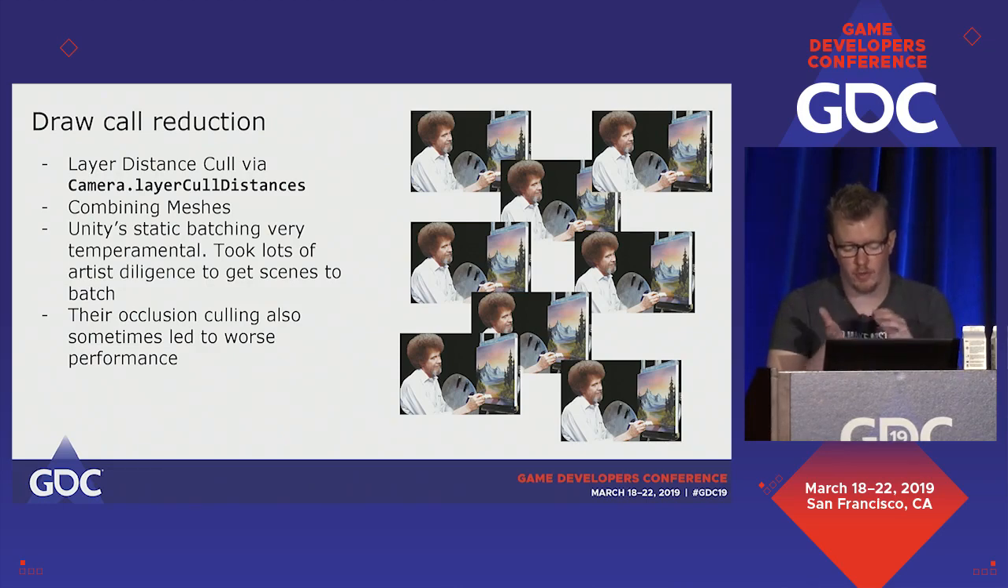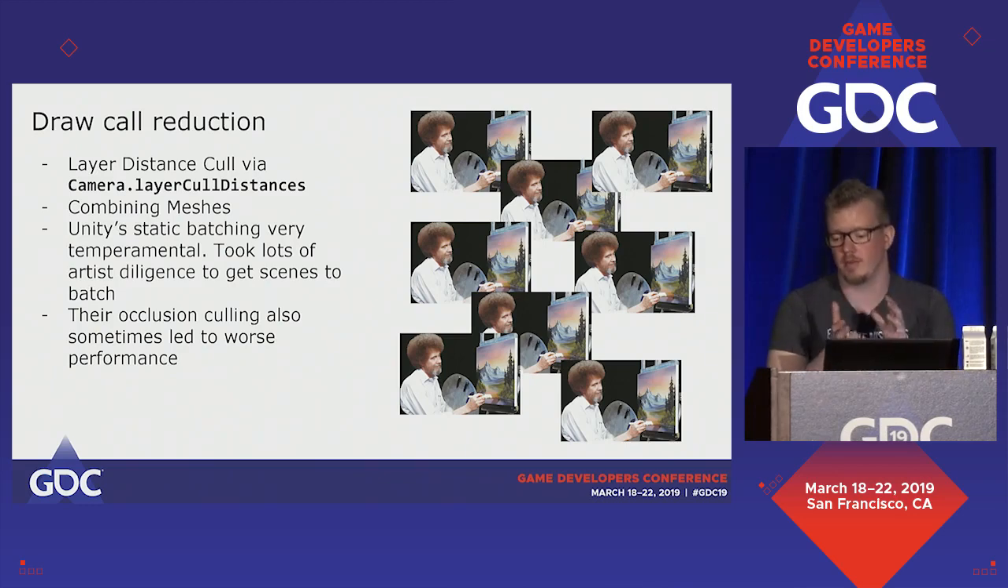A fairly new thing is that you can use layer cull distances on the camera to basically say, well, if you know that something is quite small, you can cull it out at a shorter distance than the far clip plane of the camera. We would also combine meshes when necessary. And Unity's static batching is quite temperamental, so it also took our artists a lot of diligence and experimentation to make sure that we had everything batching as much as possible.